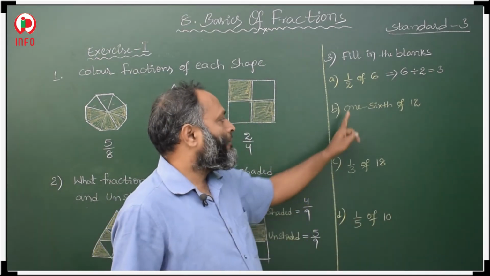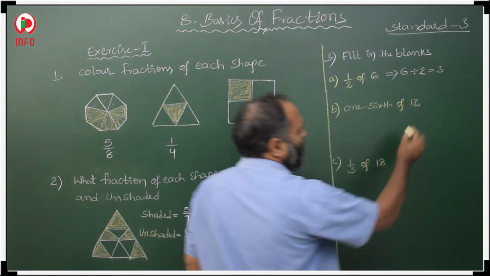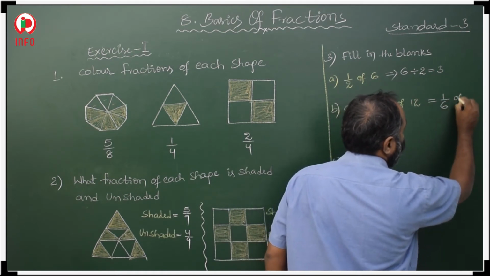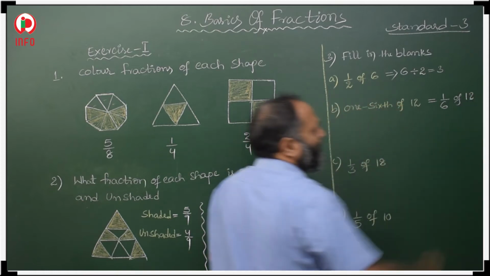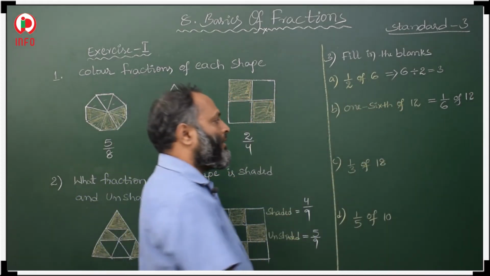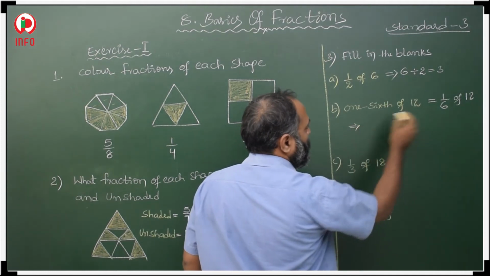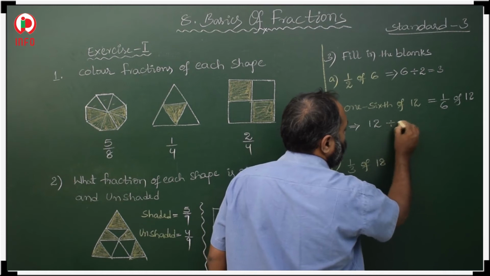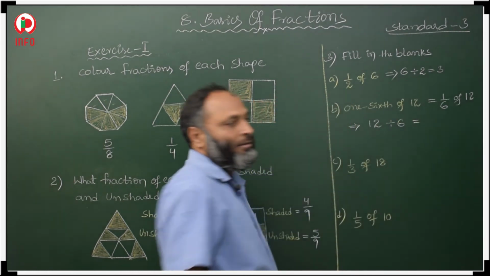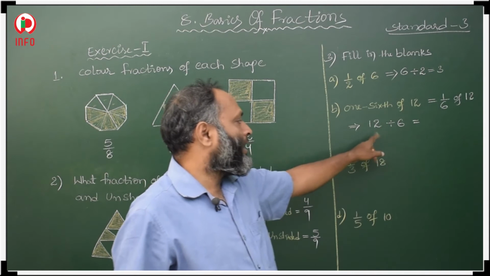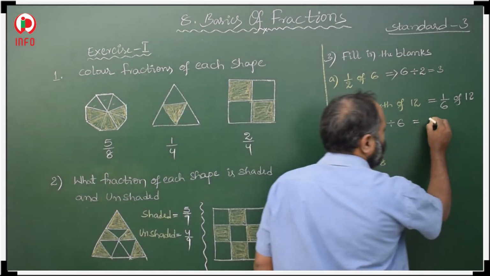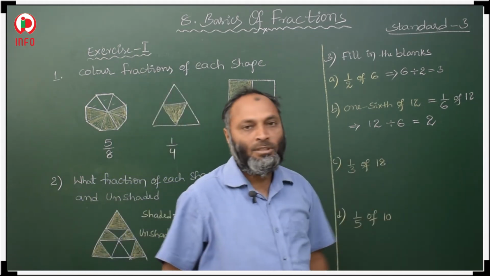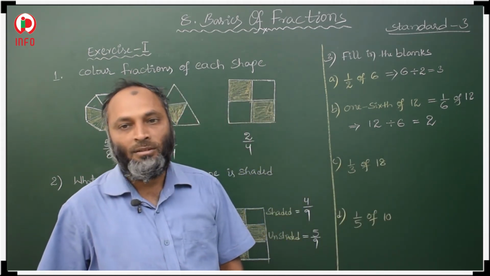Next, 1/6 of 12. 1/6 means 1 by 6 of 12. 1 by 6 of 12. So how to represent? This 12, we have to divide by 6. In the 6 table, when you get 12, 6 2s are 12. So 1/6 of 12 is how much? 2. 1/6 of 12 is 2.